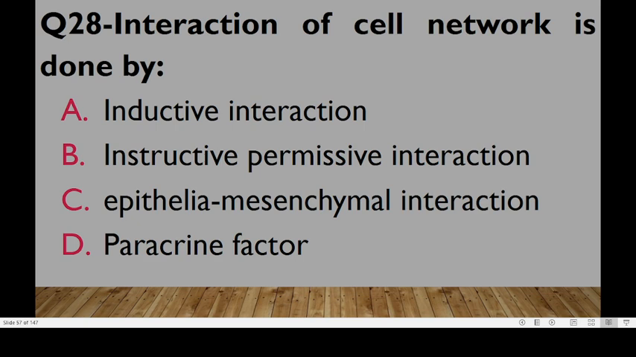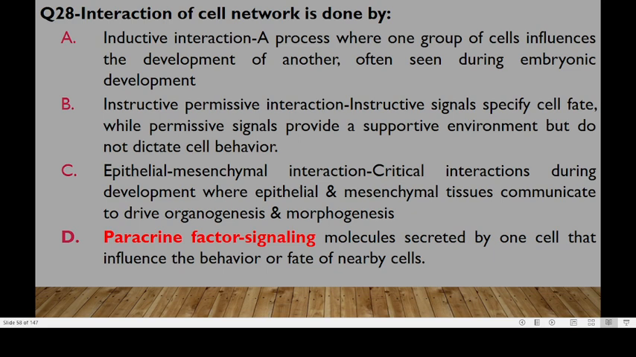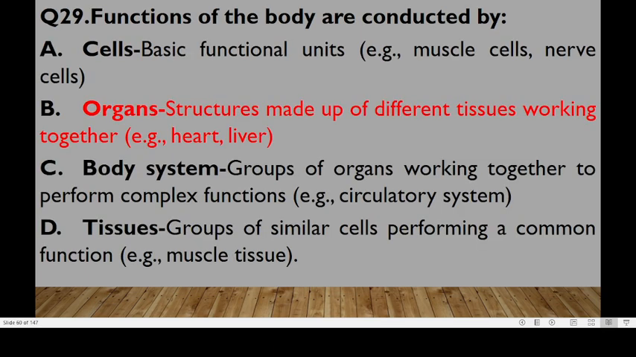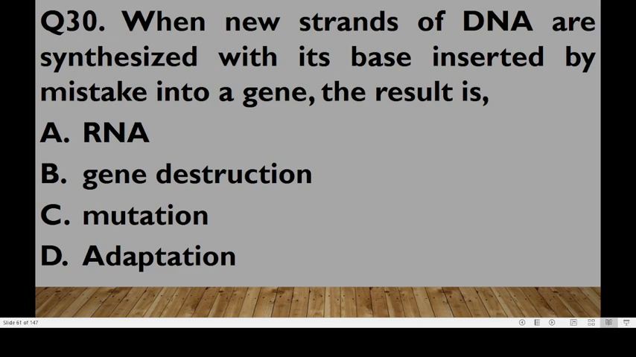Interaction of cell networks is done by paracrine factor signaling molecules, which are secreted by one cell and then influence the behavior or the fate of nearby cells. Functions of the body are normally conducted by organs, guys. We have different organs, like blood circulation by the heart, metabolism by the liver, filtration by the kidney, and any other functions. So functions are carried out by organs.